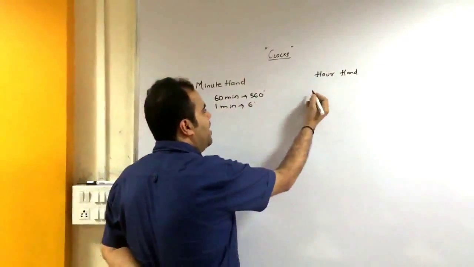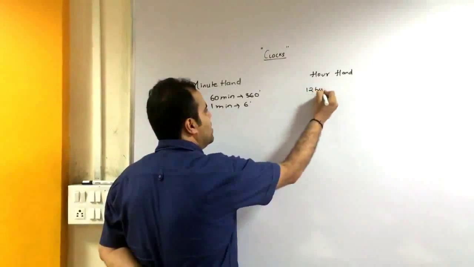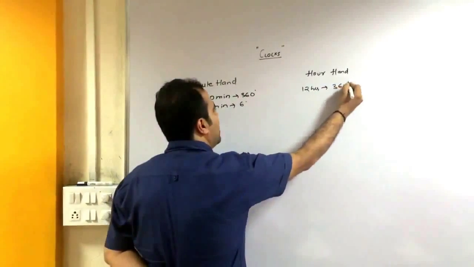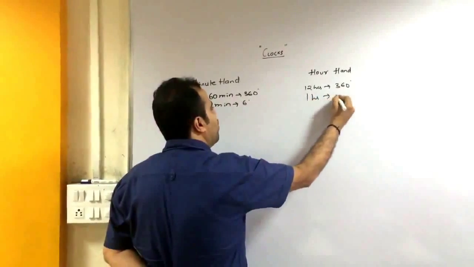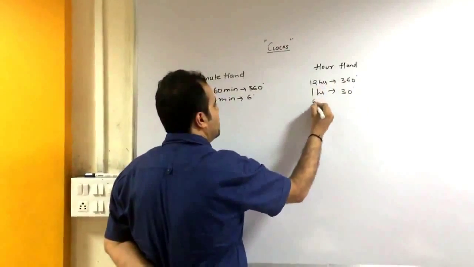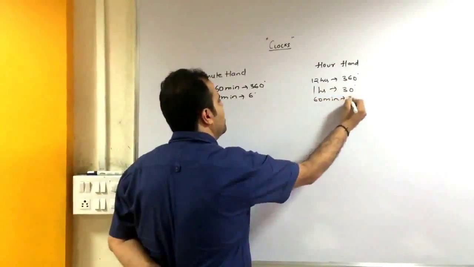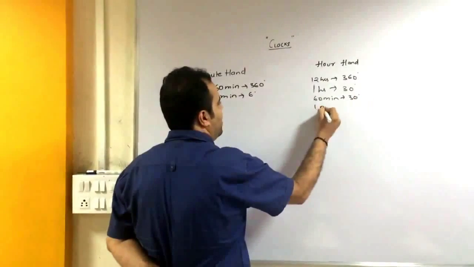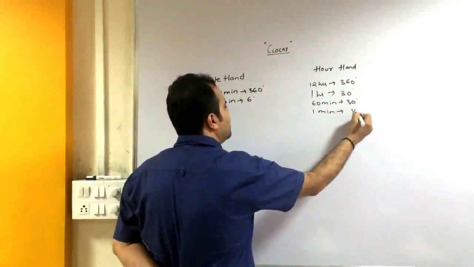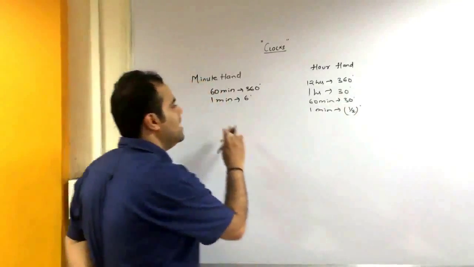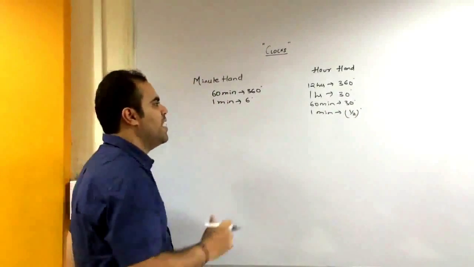In case of the hour hand, I know that in 12 hours, the hour hand will cover 360 degrees. So I can say that in 1 hour, it will cover how many degrees? 30 degrees. That is, in 60 minutes, it is covering 30 degrees. So in 1 minute, it will cover how many degrees? It will cover just half a degree. Right? Let's try to understand the same thing with the help of an example.